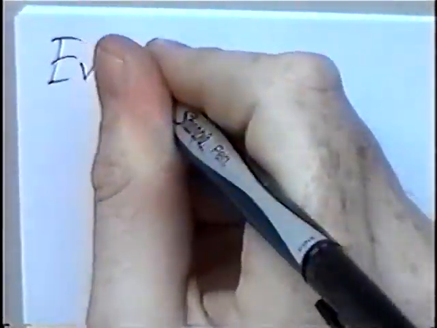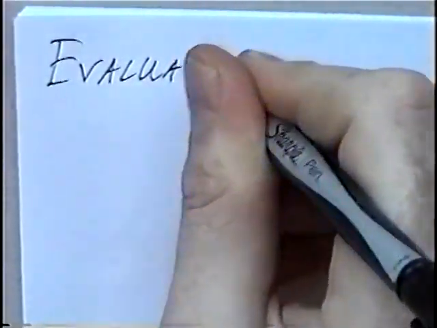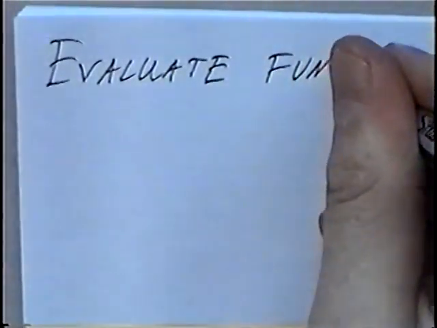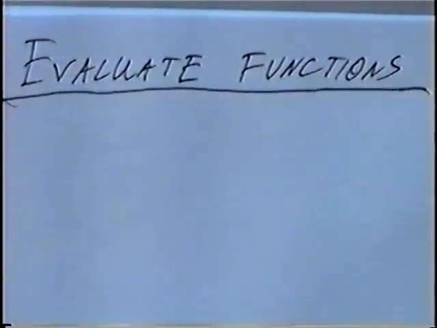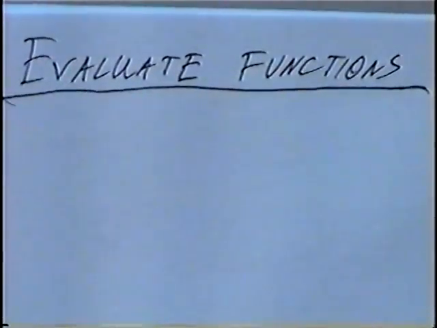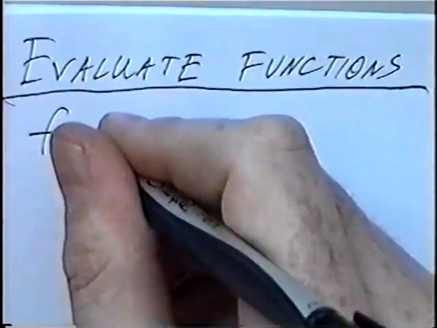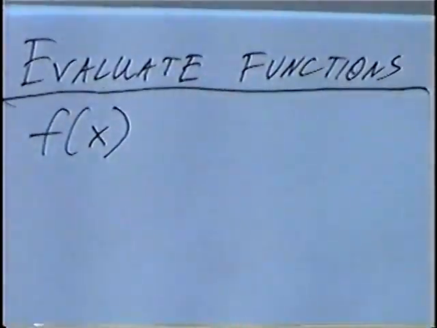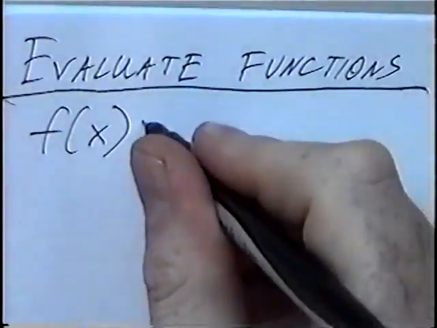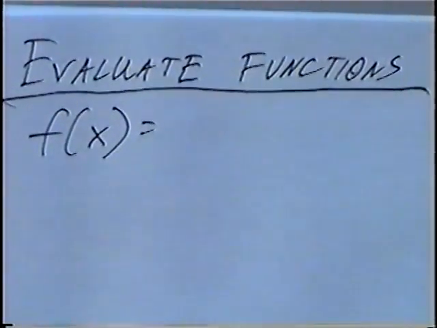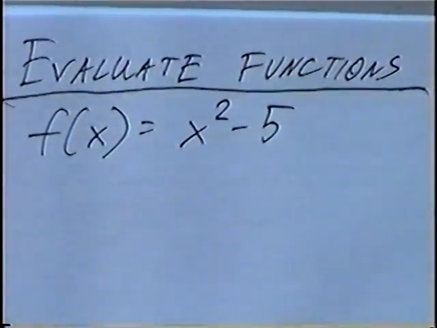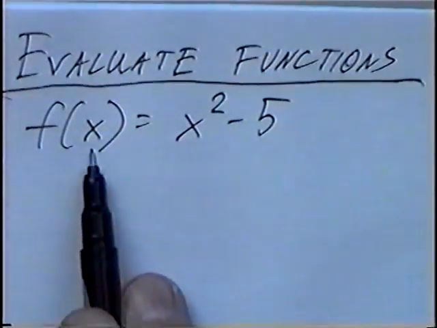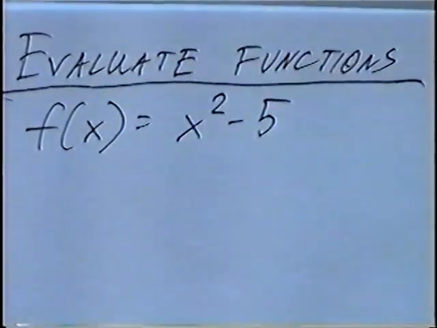Title of the last section today is Evaluate Functions. The first function we'll look at is f of x, which is written f inside parentheses x, which again, if you read out loud, stands for f of x, equals x squared minus 5. This means the function of x is equal to x squared minus 5.